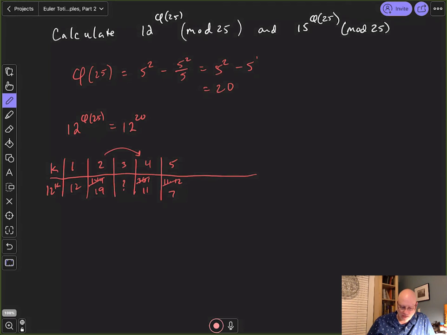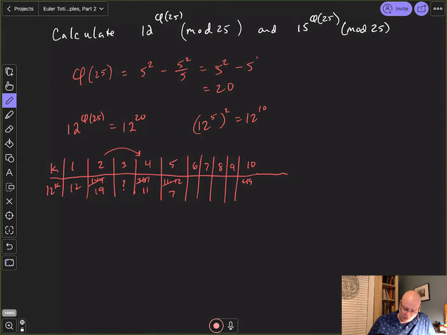Okay? And now I'm going to skip over 6, 7, 8, and 9. I don't need those. And I can get right to 12^10, because 12^5 squared is just 12^10. So what's 7 squared? 7 squared is 49. So that ends up being 49. But mod 25, that's 24.